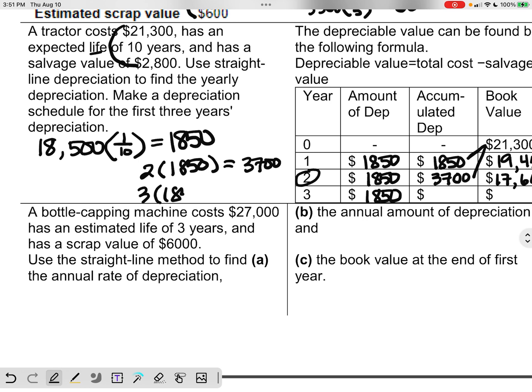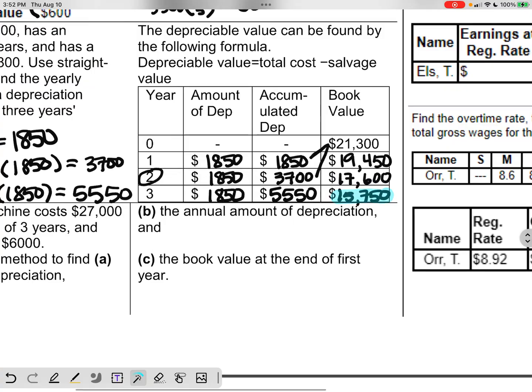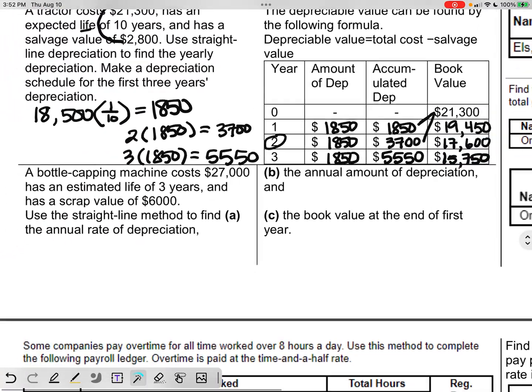Okay, last one. Do it by 3. 1,850. So we're at 5,550. Subtract that 5,550 from the original book value, and we're going to be at 15,750. Your other option is that you start with that book value, subtract 1,850, subtract 1,850, subtract 1,850. That's your other way to do it.